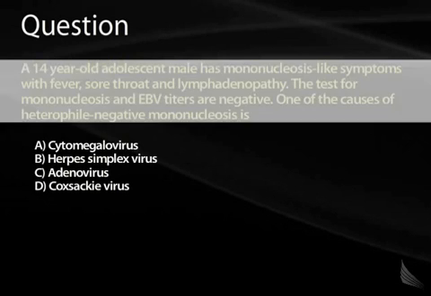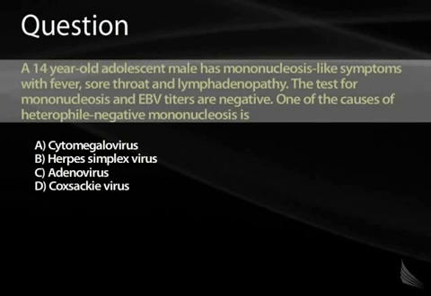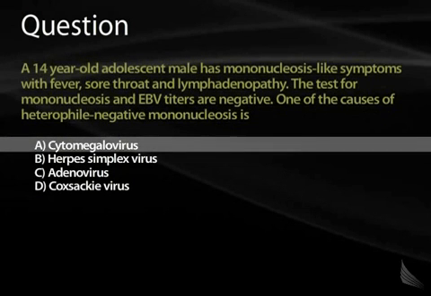Next question. A 14-year-old adolescent male has mono-like symptoms with a fever, sore throat, and lymphadenopathy. The tests for mononucleosis and EBV titers are negative. One of the causes of heterophile negative mononucleosis is, so we talked about something that can cause a generalized mono-like syndrome in an immunocompetent person. CMV is the first thing you want to think of. It's related to EBV.